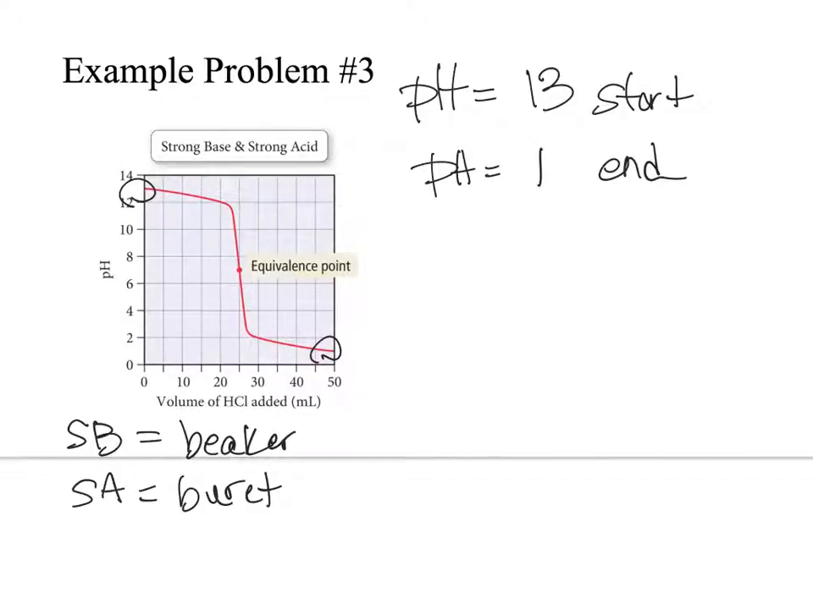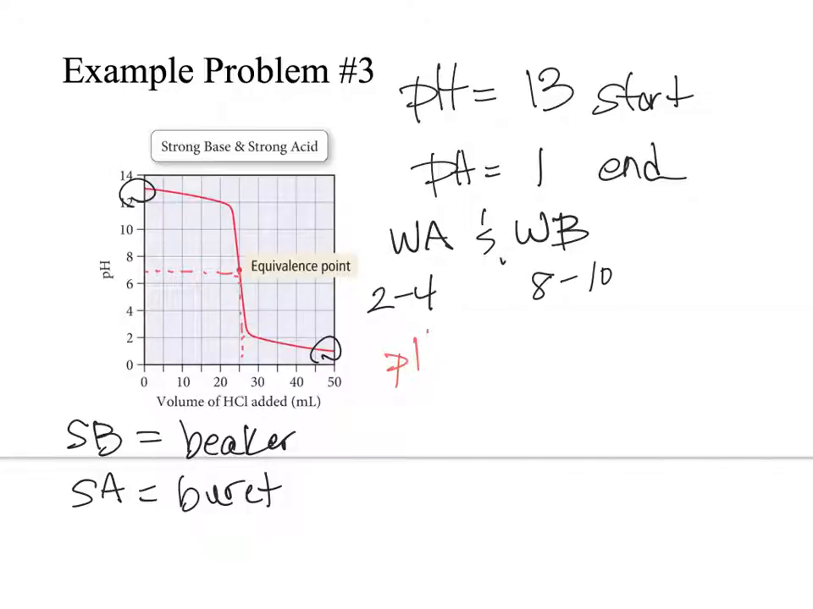How would this look different if it was a weak acid and weak base? For a weak acid, the starting pH could be anywhere from a 2 to a 4, and for a weak base anywhere from an 8 to a 10. So I can tell the difference based on the pH values of where I start and end. Our equivalence point is at a pH of 7 here, and the volume for this one is about 25. So pH 7 at 25 milliliters of HCl.